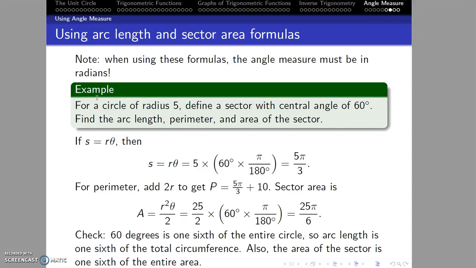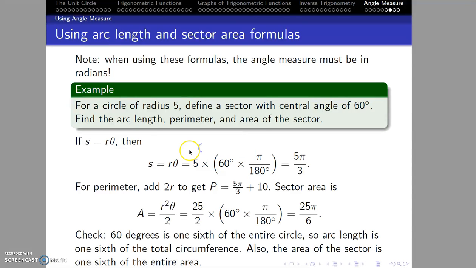Now, arc length is the proportion, or the portion of the overall circle that we have, with its circumference there. So I need r theta with theta in radians. So I convert 60 degrees into radians, which is going to be, hopefully we'll all agree, pi over 3 radians. And I multiply that by 5 to get my arc length.